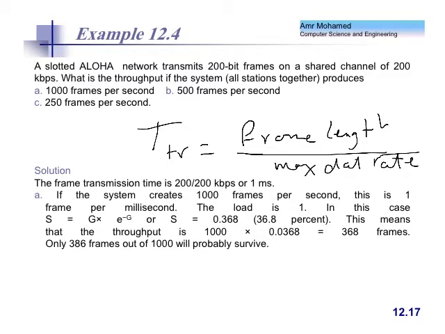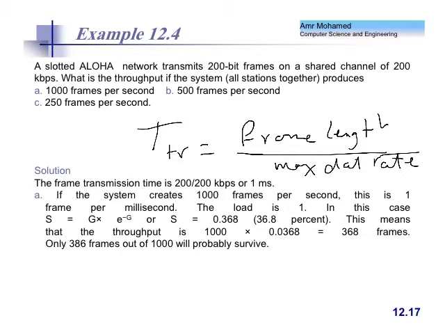Okay, so the frame length is 200 bits and the maximum data rate is 200 kilobits per second. So the transmission time is 1 millisecond. For pure Aloha, the vulnerable time in that case will be 2 milliseconds. But for slotted Aloha, it's only 1 millisecond. So what we need to do to calculate the throughput is simply to calculate the load.